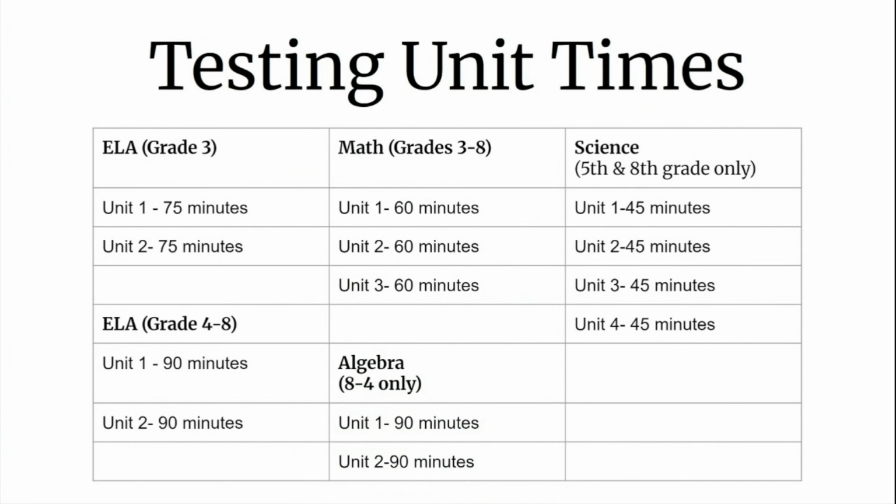In ELA, for grade 3, there are 2 units at 75 minutes each. In grades 4 through 8, there are 2 units at 90 minutes each. For math, in grades 3 to 8, there's units 1 through 3, and they are 60 minutes each. For algebra, which is only our one section of algebra students in 8th grade, it is 90 minutes. For science, that test will be administered in grade 5 and also grade 8. There are a total of 4 units at 45 minutes each.